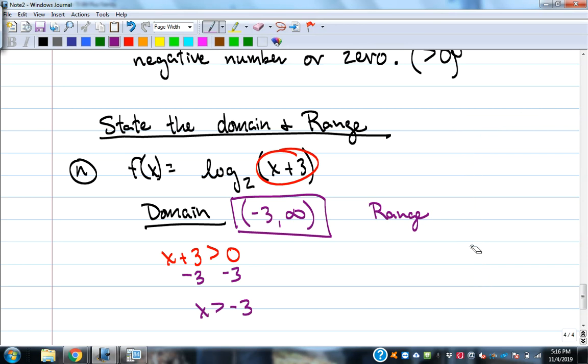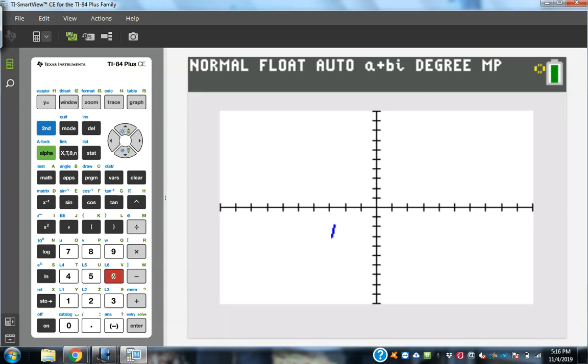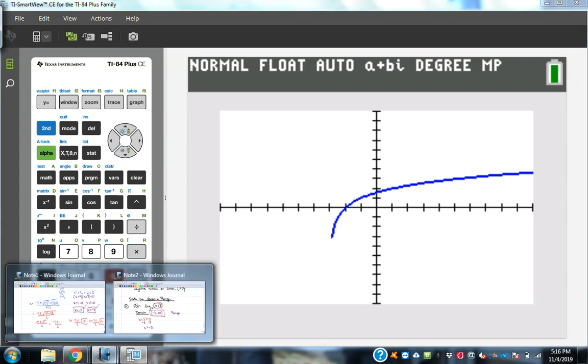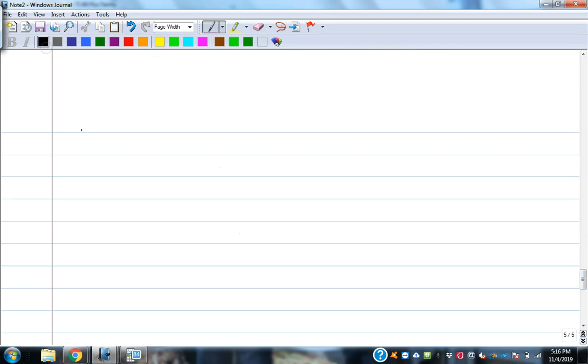So our domain is from -3 to infinity. We look at that 6. We see it is going to keep going up forever, and this graph keeps going down forever. So our range is from -infinity to positive infinity. The range should never change. It's always going to be there. Our domain changes on the logarithmics, but our range should always be from -infinity to positive infinity. All right, let's look at a little tougher one.